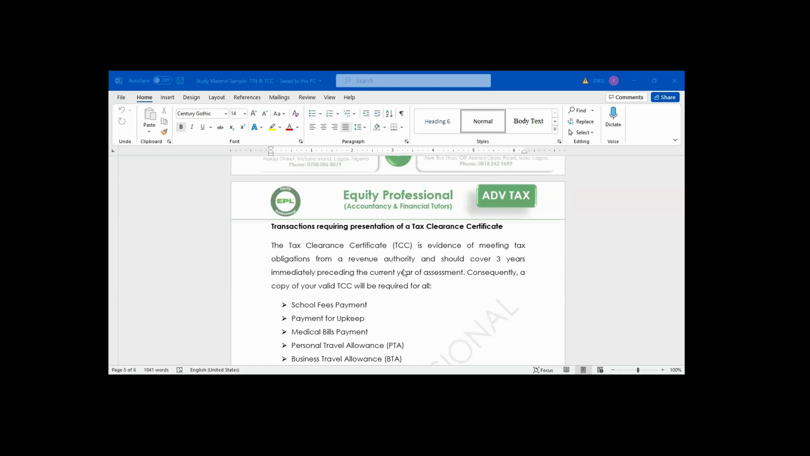If an individual wants to collect tax clearance certificate, what are the transactions that the individual will want to do that they will ask, go and bring your tax clearance certificate?